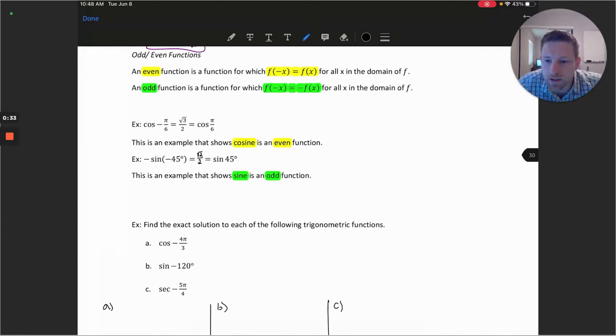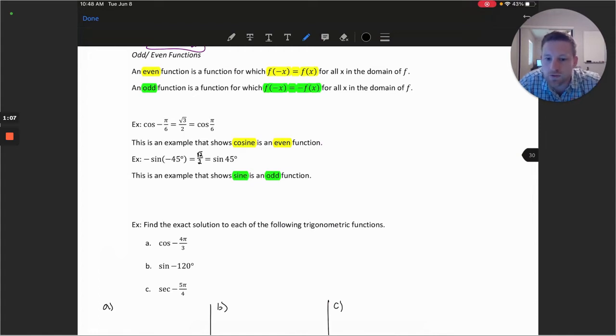Specifically working with our trig functions, we can notice that the cosine of negative pi over 6 is equal to the cosine of pi over 6. They're both equal to square root 3 over 2. So this makes the cosine function an even function. Regardless of what angle we have in the cosine function, we could always negate that angle and we'll get the same result for the cosine.